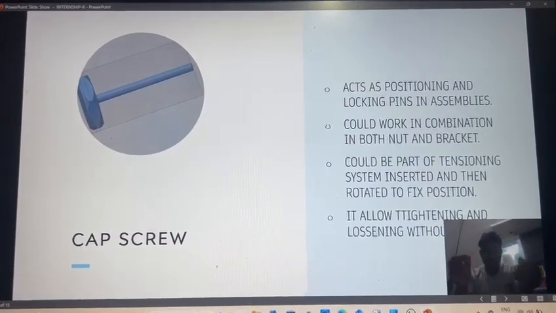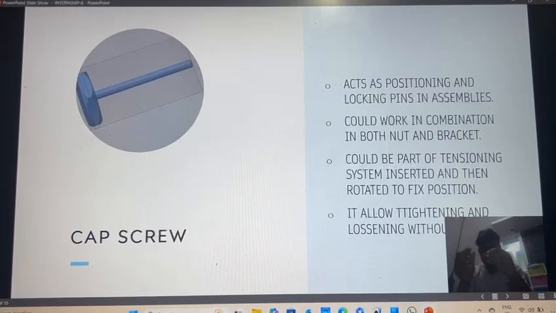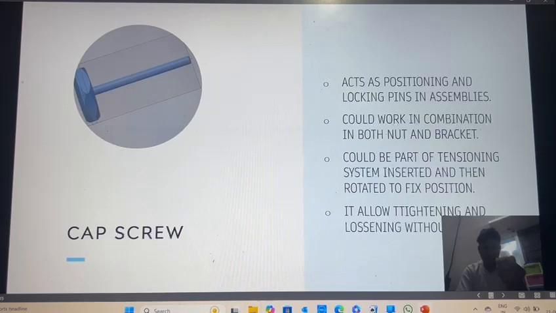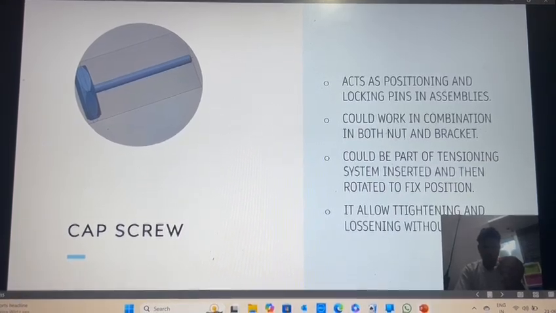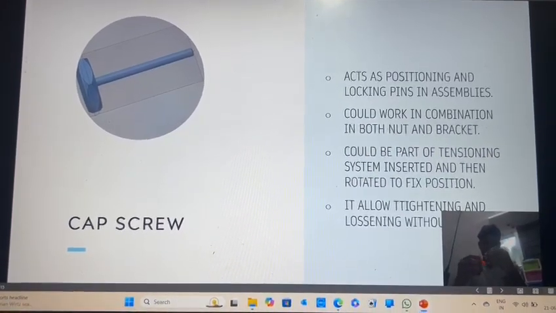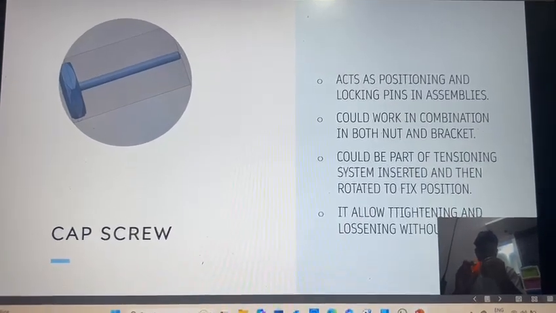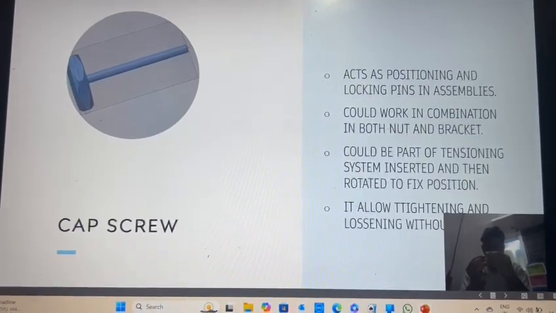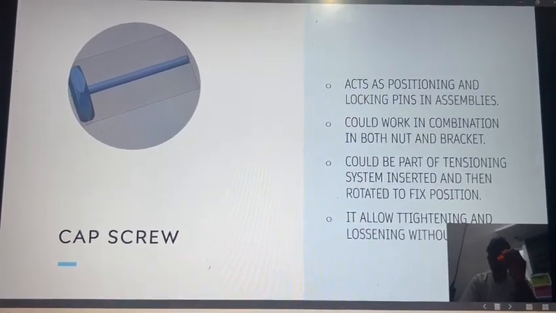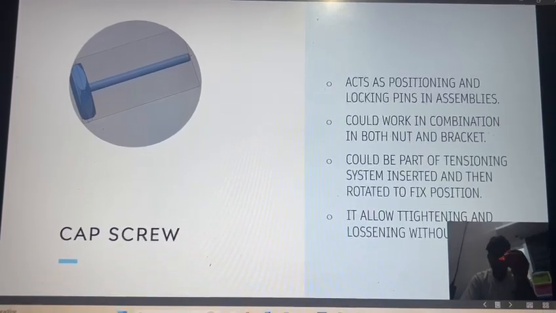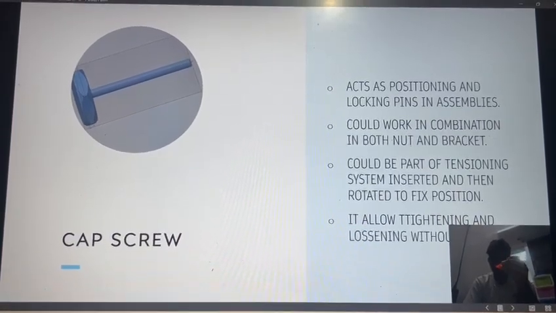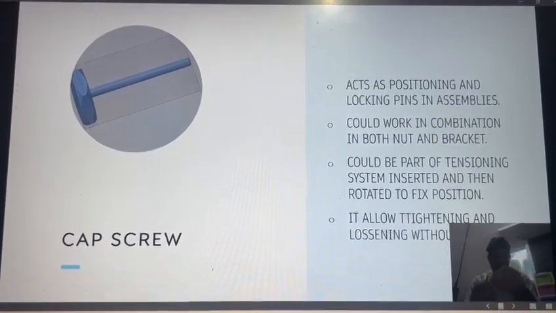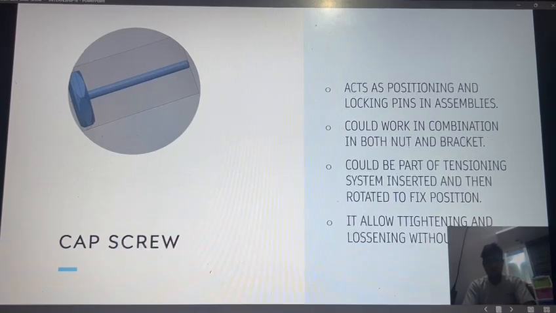It is a cap screw. See, it is a cap screw. It acts as a positioning or locking pin in assemblies. It could work in combination with both the nut and the bracket, like this. That means we can lock like this. It could be part of a tensioning system, then rotated to a fixed position, tightening and loosening threads.